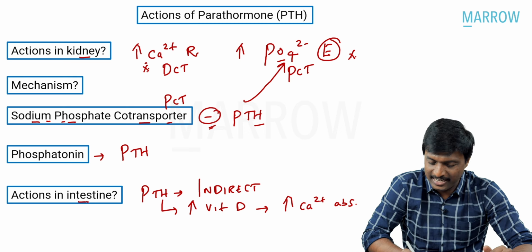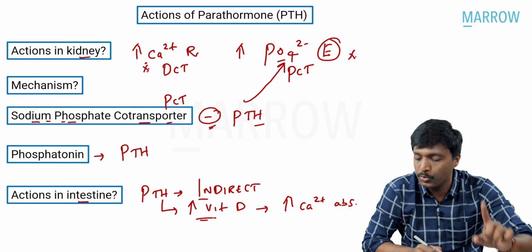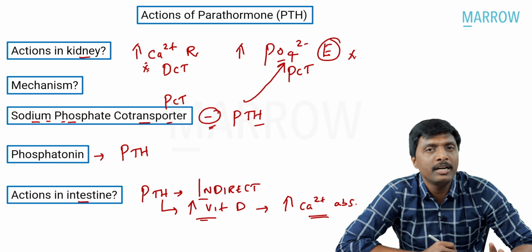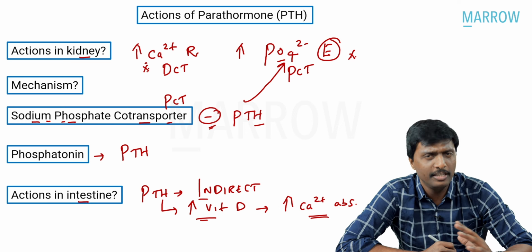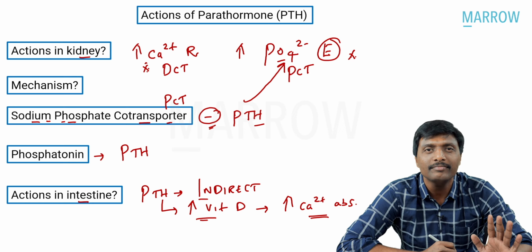So in intestine, it is indirect. Parathormone increases vitamin D. It is this vitamin D that increases calcium absorption. So this is a very important area. Parathormone, its nature, its chemical structure, the drug form and its actions on the three important regions are very important.